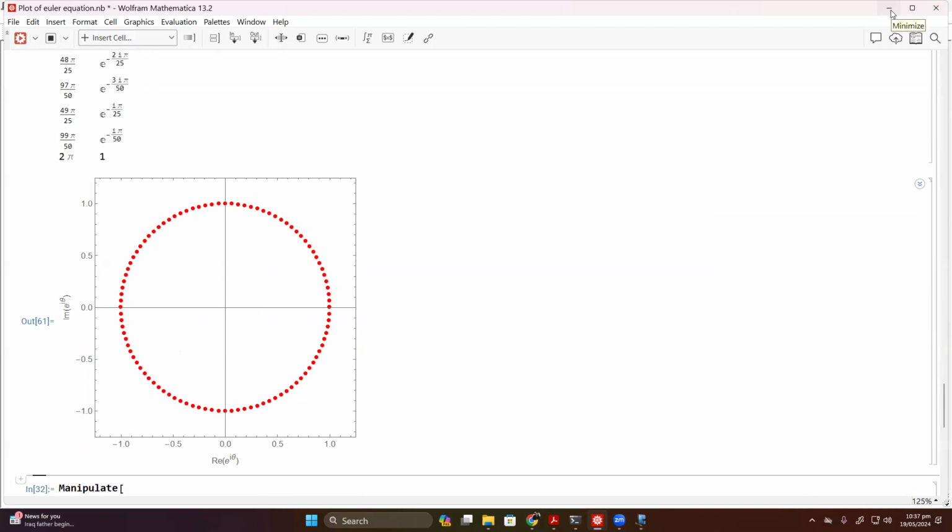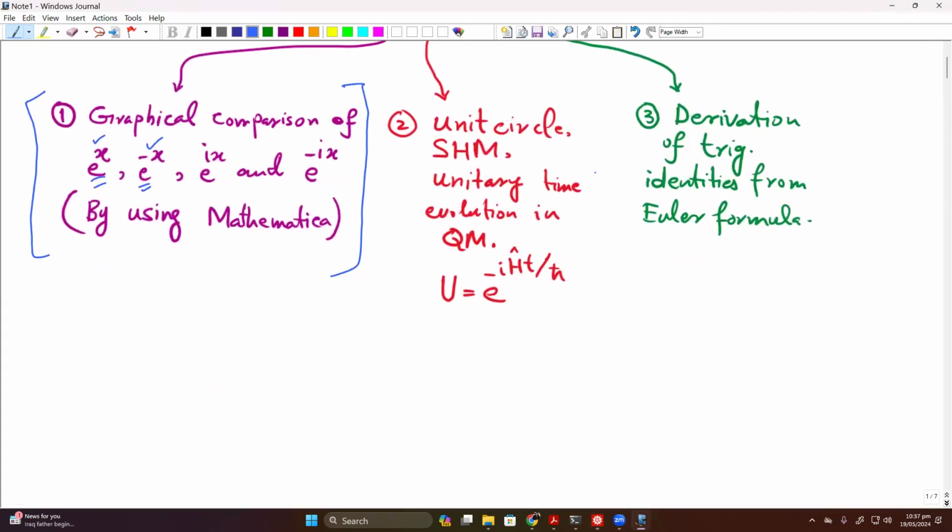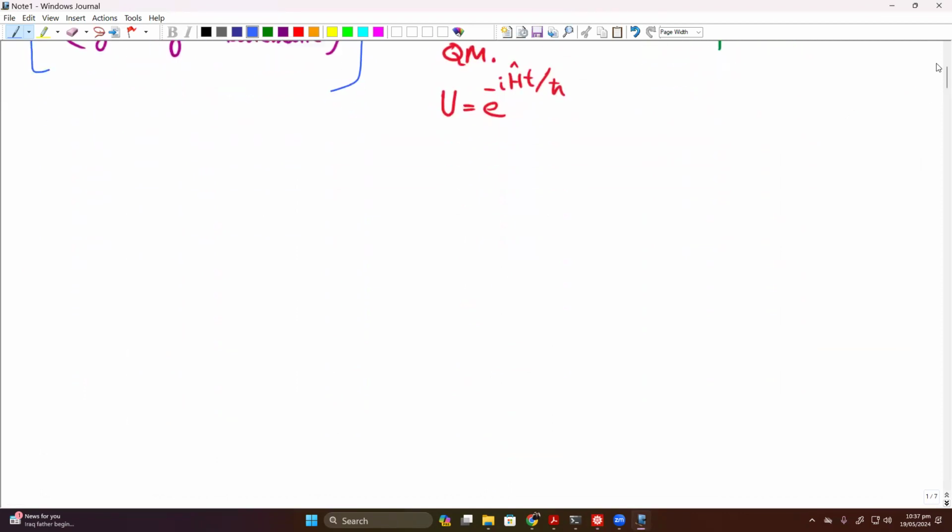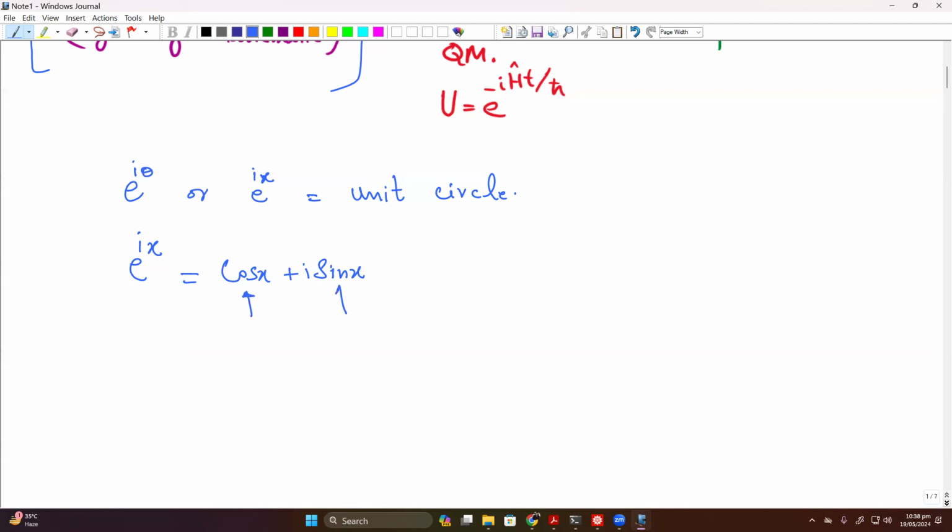Let me now go back to the writing part where I want to write and explain certain things. e to the i theta or e to the ix, where x is a real number, is a unit circle. This is what we just saw. But we know from Euler's equation that e to the ix is equal to cos x plus i sine x, where this is the real part and this is the imaginary part.